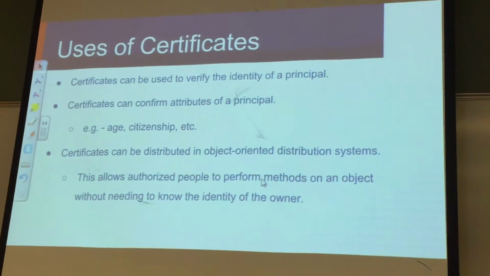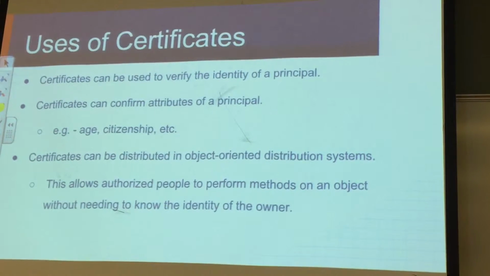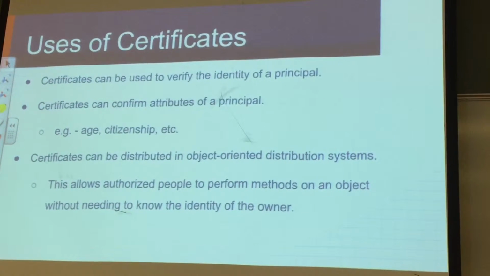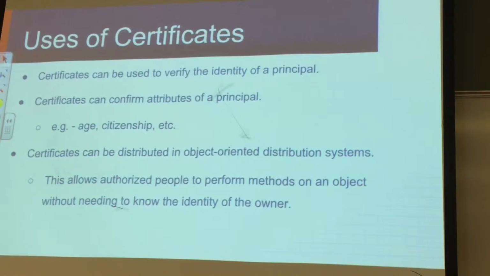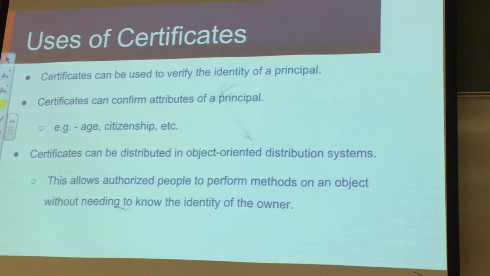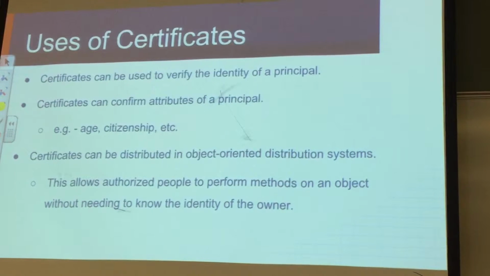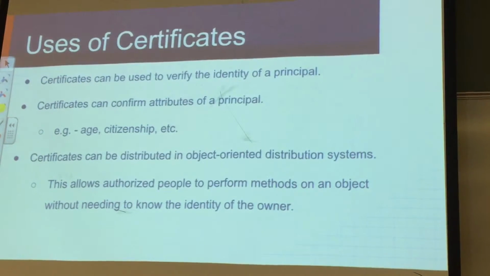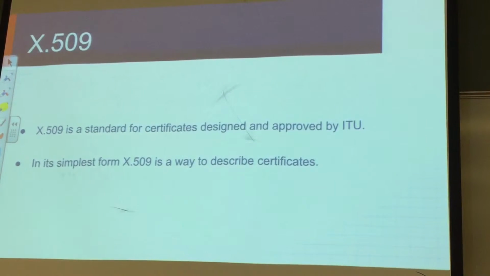Certificates have other uses as well. We've already discussed that they can be used to identify a principal, which we said is basically a noun: person, place, thing, organization, company, and they're used to bind a public key to that entity. Certificates can also confirm attributes of a principal, so they can verify that you are indeed over the age of 18, that you're a citizen of the United States, that you're male, you have blonde hair, whatever it is. If it can be verified, it can be certified. And we're not going to go over the third point here.